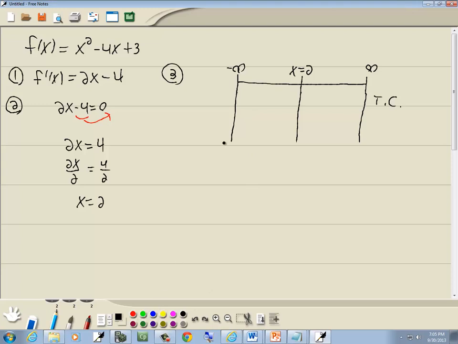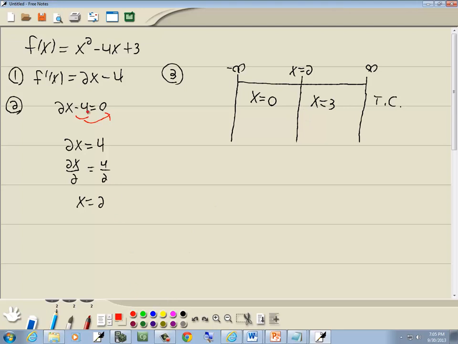Now when I say pick test cases, we want to choose something in this range right here, between negative infinity and 2. Doesn't matter what you pick. Let's pick 0. 0 is almost a perfect one if you can pick it in that interval. And over here we want to choose something between 2 and positive infinity. Pick 3. You could pick 4 or 5, just as long as you pick any number between 2 and positive infinity. Now those are our test cases.